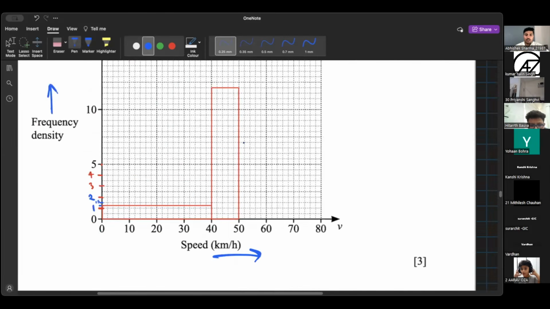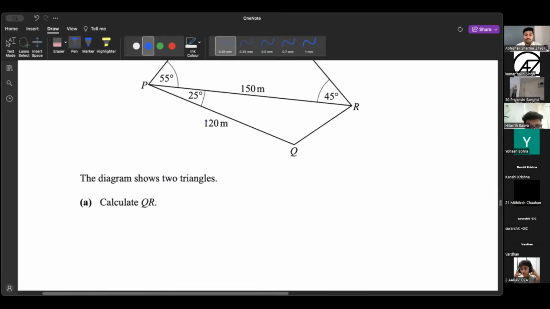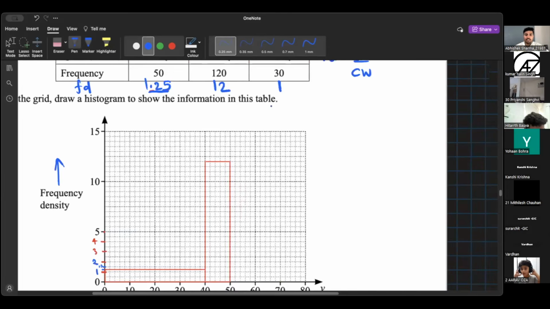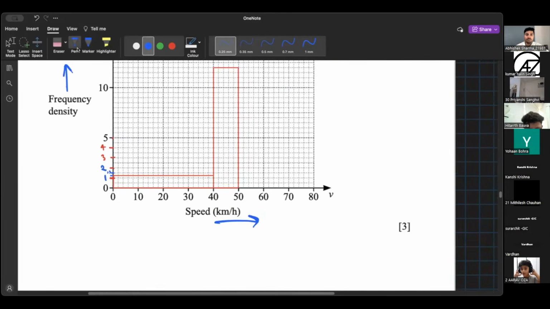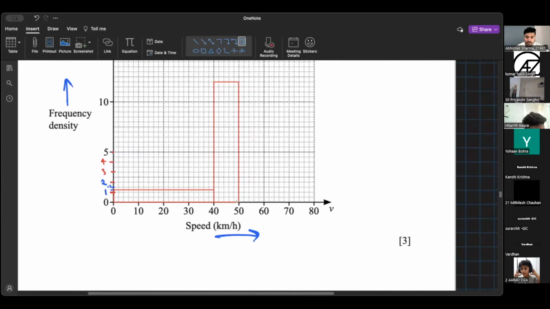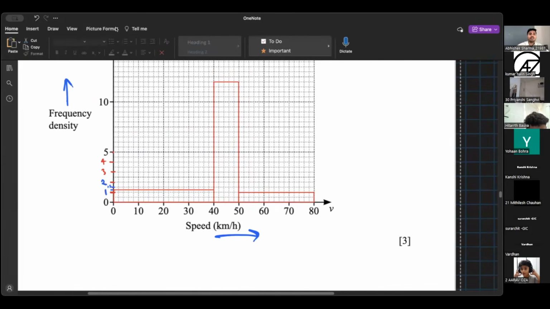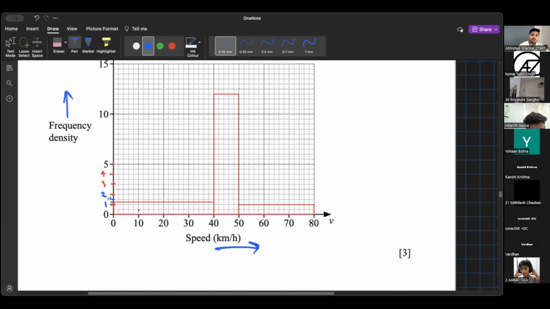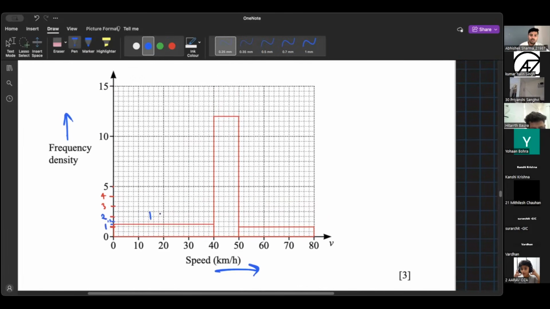I also marked the second one, that was 12, and the third one is 1 from 50 to 80. So let's mark 1 from 50 to 80. 1 is exactly here, 2 units. So this is done. And then you can also write it down here. This is 1.25, this is 12, this is 1.